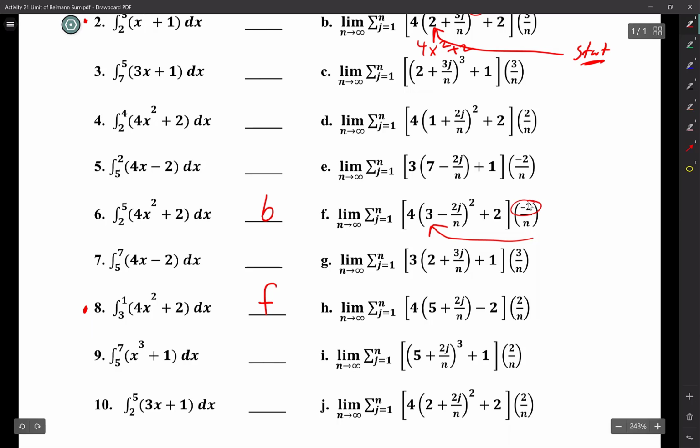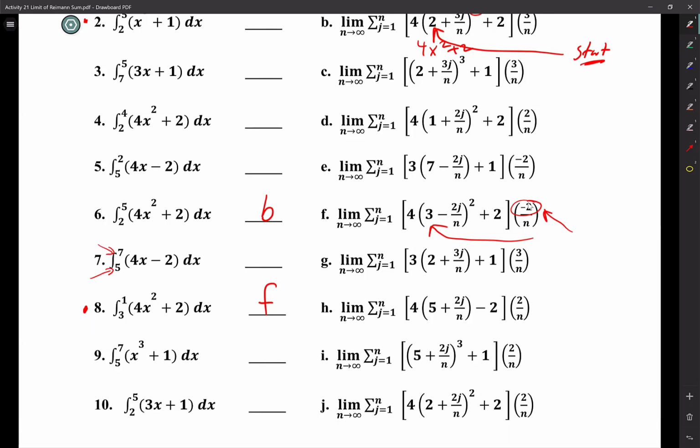Do you see how we did it? Yep, it's a negative 2 there, guys. That's how we know it's going backwards. You're counting backwards. Remember, the lower limit is the start. The upper limit is the stop of the area.